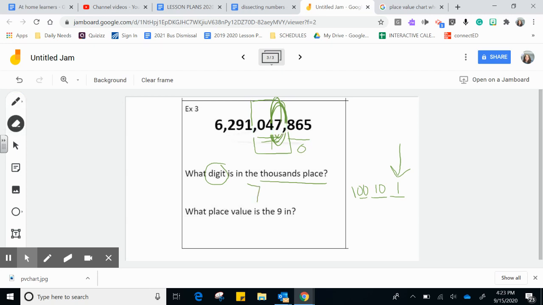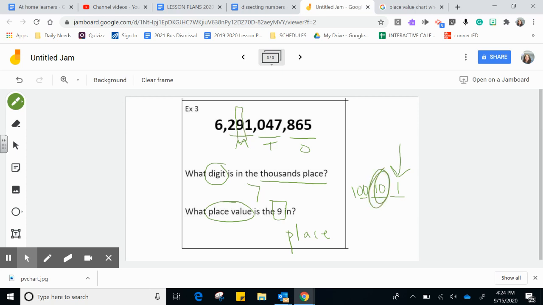Second question, I'm going to go ahead and erase all this and grab my pen here. We're looking for the place value, the location of the 9. So it's going to be in the something place. Well, the 9 is all the way in the millions period. And you can see it's the second spot. Well, the second spot is that 10 spot. So it's in the 10 millions place. That 9 is parked in the 10 millions place.